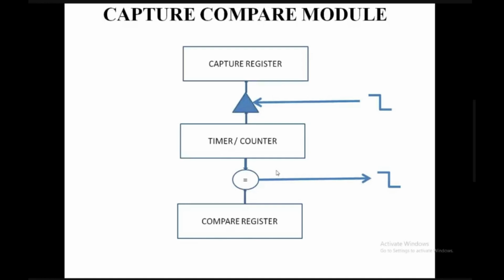Okay, so to make it more clear about the capture compare module, I've drawn one diagram which is more comfortable for you to understand. If you see the center, this is the timer counter, which starts from 0, goes up to maximum value, and then it overflows, which is a sawtooth waveform. Whenever there is an up-down counter, it goes from 0 to maximum, then from maximum back down, so it will be a triangular waveform.